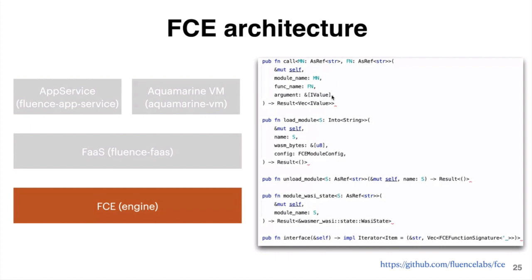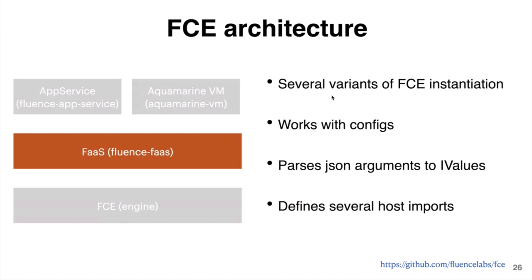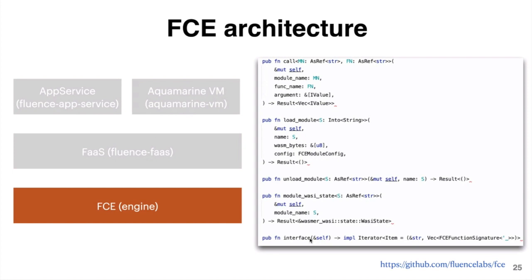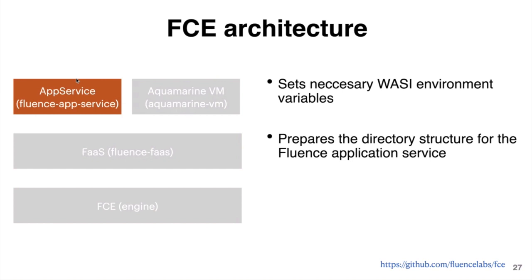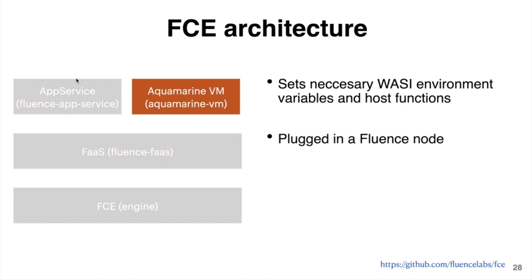Here the interface types value encapsulates several complex types, strings, arrays, as you can see on the last slides. The next level has several variants of FCE instantiation, so it has several constructors with a lot of different parameters. Its main purpose is to work with configs or logs, provide some host functions, and parse JSON. So we can just send a JSON value as an argument by this client interface of a module, and try to parse the JSON according to the function signature types. This level is designed to support application services, and it aims to set WASM variables and prepare directives. And this one aims to support a community, has persistence and some other features to support Aquamarine.